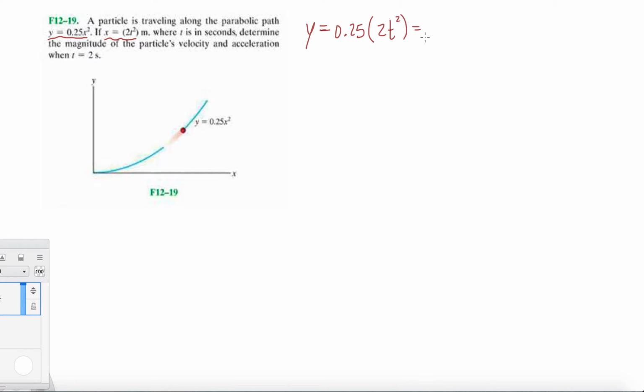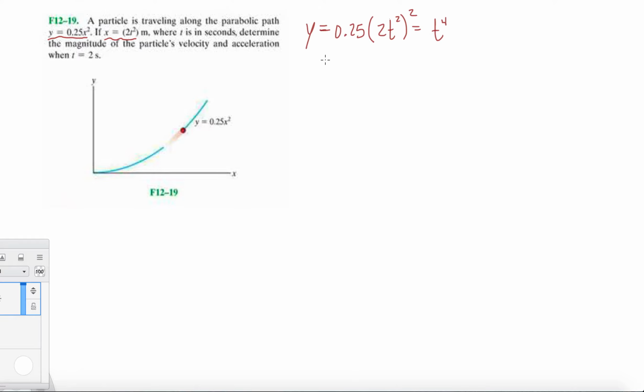Which ultimately becomes, so that's 1/4, so that's pretty much 0.5. All right, sorry, I'm not squaring my terms correctly. This is t2 squared. Almost missed that. So that's 1/4 times 4 t to the 4th. So that becomes just t to the 4th.